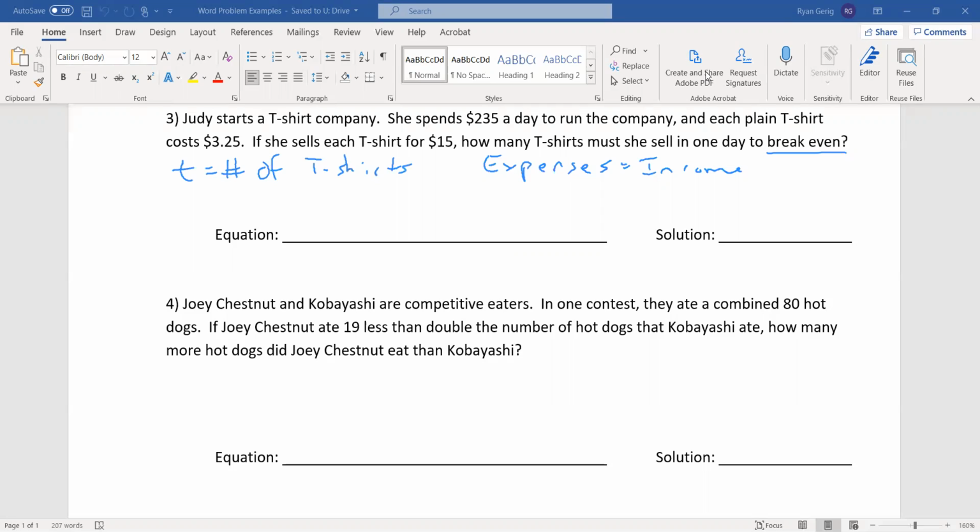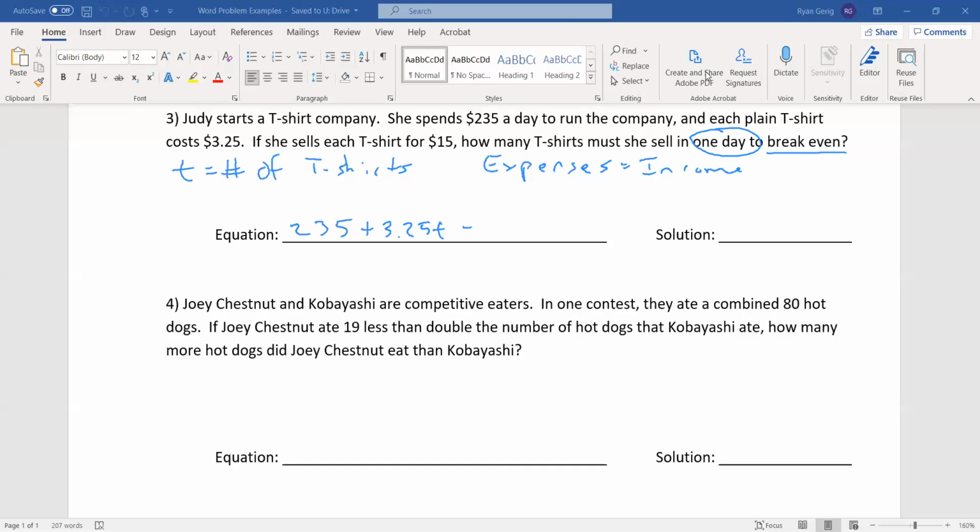Okay, so expenses. Well, it's $235. Now it says $235 per day. We're only concerned with one day. So I don't need to worry about timesing that by the number of days. We're only looking at one day. So $235. Then each plain t-shirt costs $3.25. So that's an additional expense. So it's added. Oops, that should be a T. It's an added expense. So 235 plus 3.25 times the number of t-shirts is the expenses.